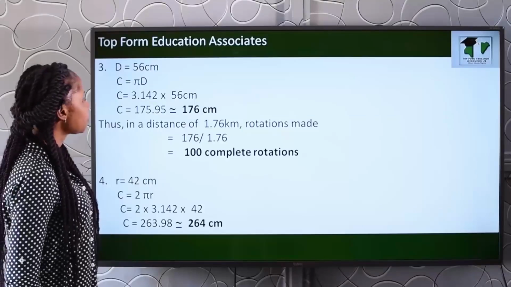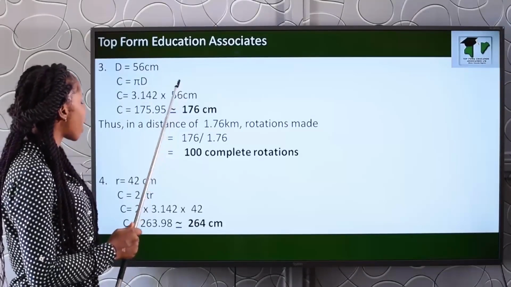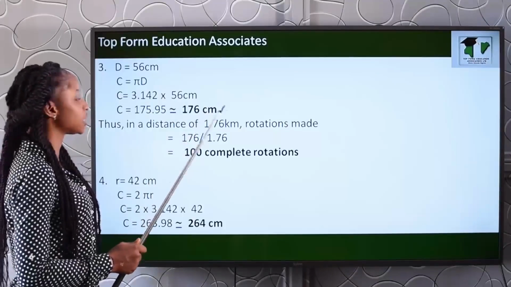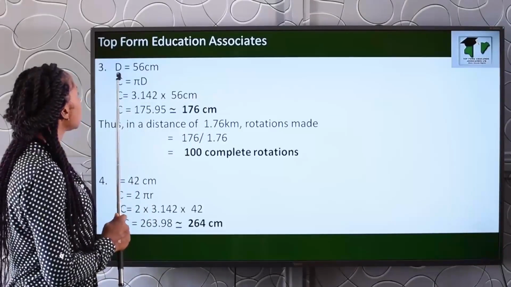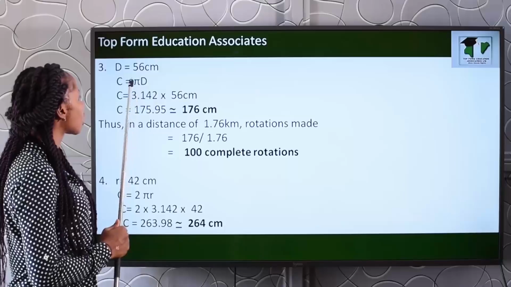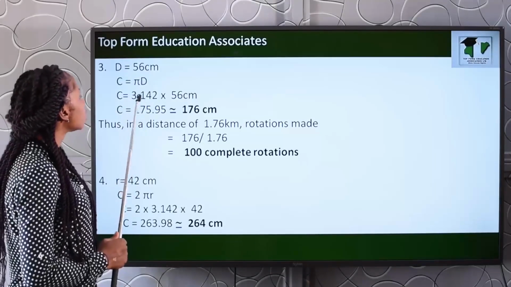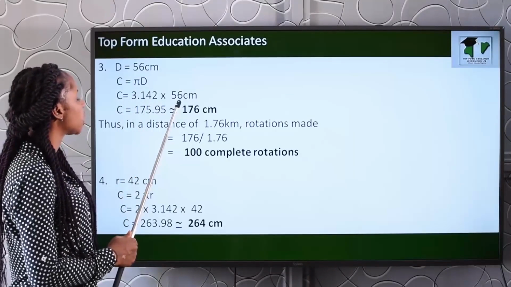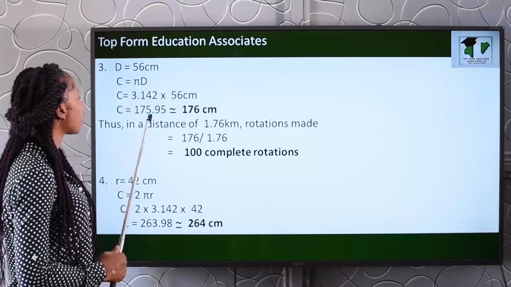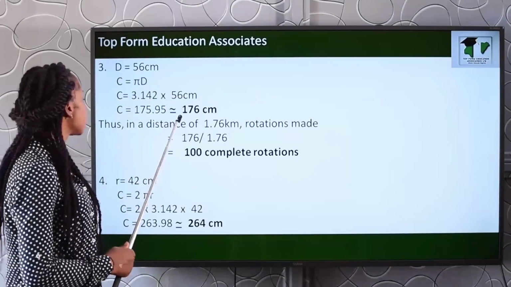Now, number three, we're given the diameter of a wheel, and we're asked to find the circumference, and we're also asked to find the number of rotations it can make in a given kilometer. Okay, so let's go. D equals 56 centimeters. Since we're given our diameter, let's use the formula for circumference when diameter is given, which is pi d. All right, so circumference is equal to 3.142 times 56 centimeters, which is the diameter. And the answer is 175.95 centimeters. If you approximate that, we have 176 centimeters.